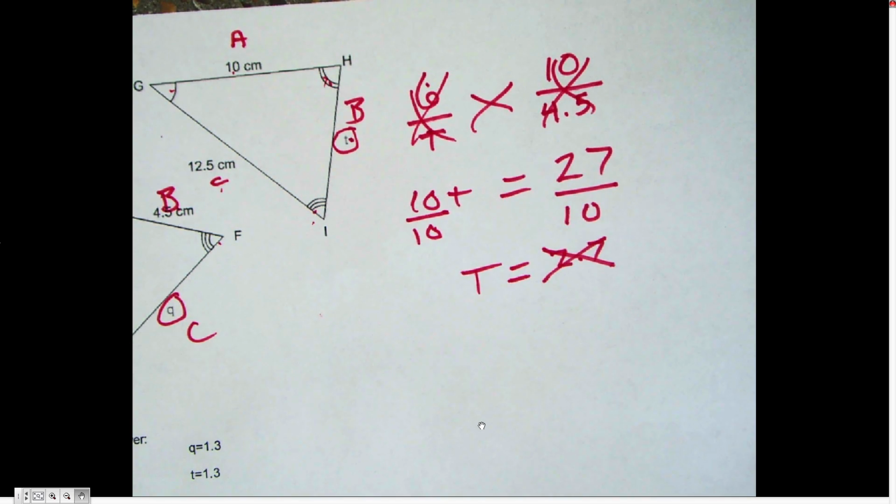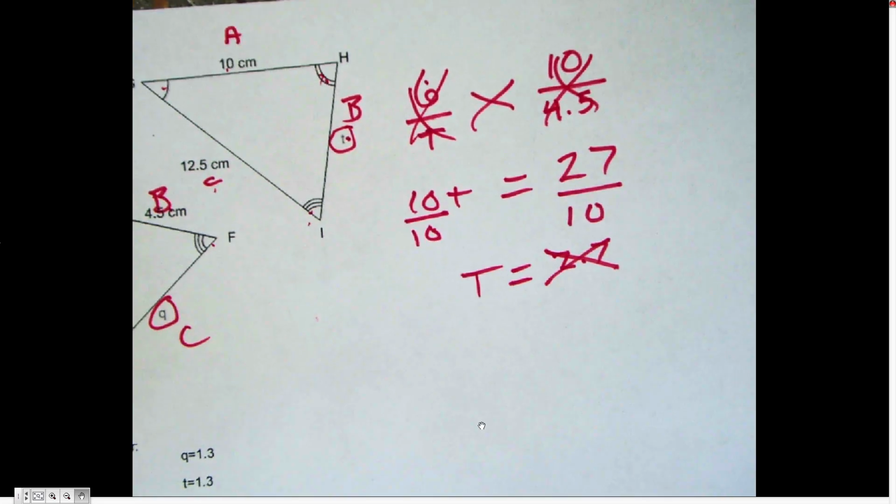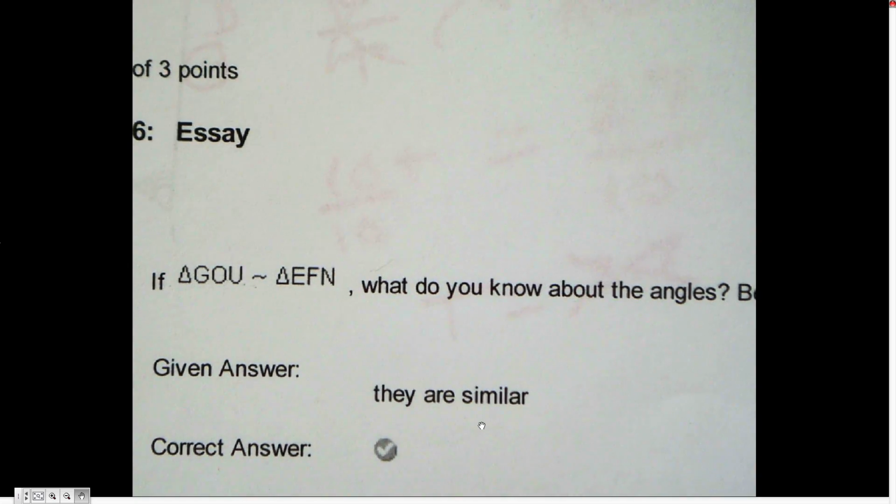Sorry for that last mess up, but the next question, number 6, it said if GOU is similar to EFN, what do you know about these triangles? Be specific. Okay, you put they are similar, and that is true.